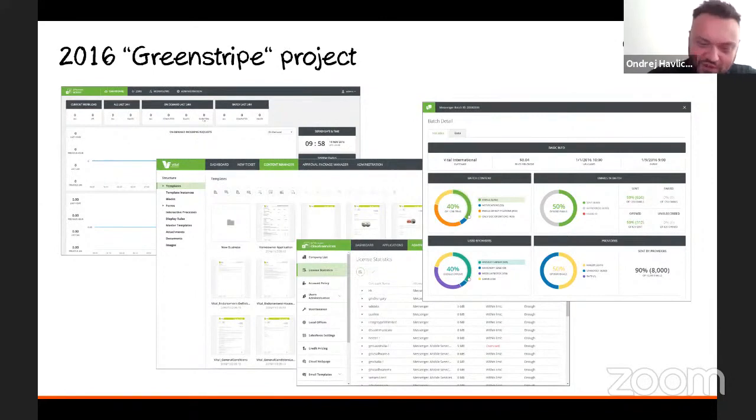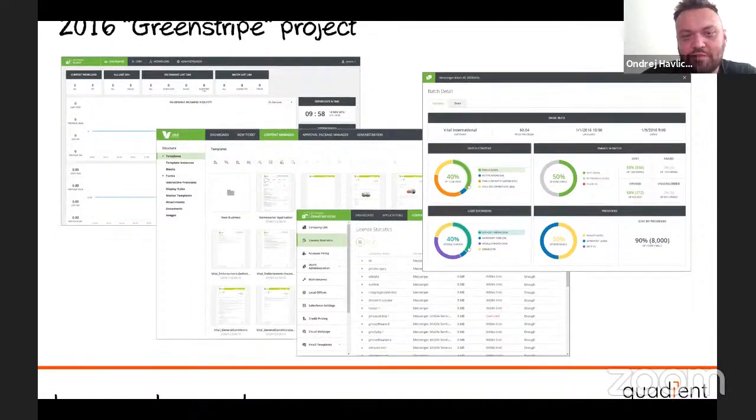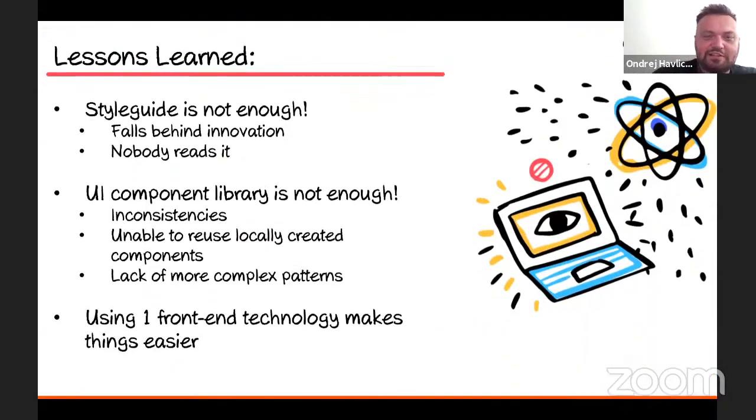So this was the point when I and some of the people realized that we need a design system. So to summarize the first part, what we learned on the road to the design system. So first thing is the style guide is just not enough.